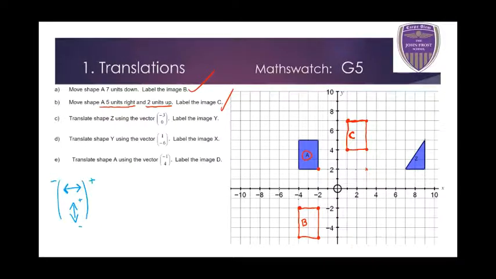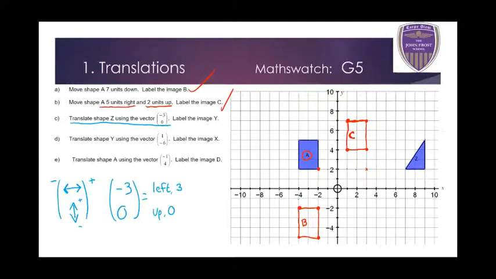Okay, so for example, the first column vector here, we've got -3 and 0. Okay, so because it's -3 and it's the top number, that means it's asking us to go to the left 3 units. So left 3, and the bottom one is up or down, but it's 0, so let's just call it up 0. Okay, so for the first one, all we're going to do is move our shape left 3, and we're not going to move it up at all. Okay, so for question C, translate shape Z using the column vector -3, 0.